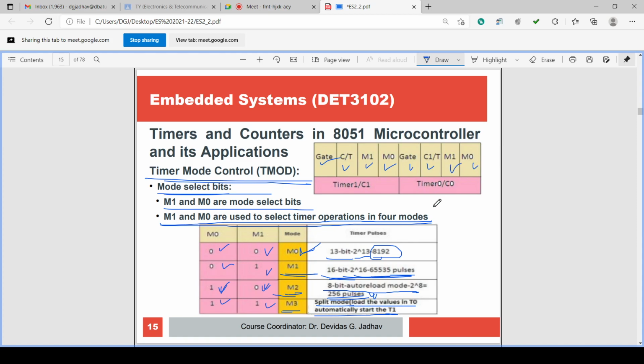These M1, M0 will have 4 operation combinations. If gate is selected, it will select software or hardware counting timing. If C oblique T is selected, either counter or timer is selected. And if M1, M0 mode is selected, there are 4 modes. 13-bit mode is there, 16-bit mode is there, 8-bit auto reload mode is there, 2 raised to 8, 256, and split mode is there. That is load the value into T0 automatically and start T1.